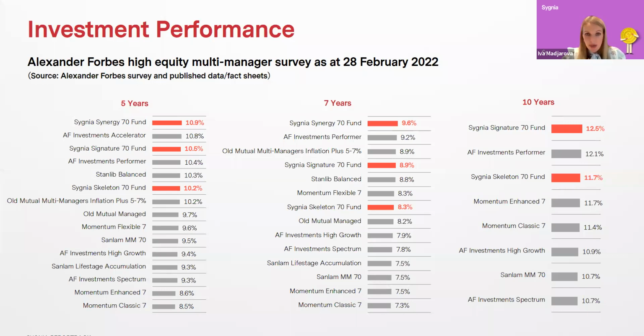And then, especially important for the 70 portfolios, is to focus on as long a term as possible. So looking at 5, 7, and 10 years, we can see this portfolio is doing very nicely. And over 10 years, the Signature 70 portfolio has been the best portfolio in this high equity multi-manager category, giving us 12.5% annualized return. You can also see that over 10 years, there are fewer competitors in the space. You have to have a real and actual track record to be included in these surveys. So some of these other portfolios that haven't been around for a full 10 years unfortunately can't participate in the 10-year survey.